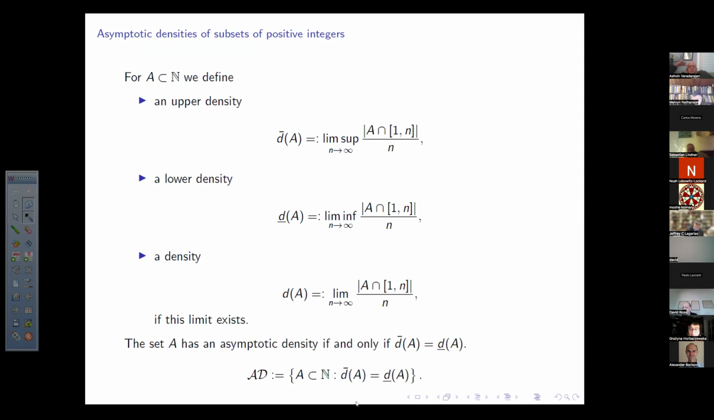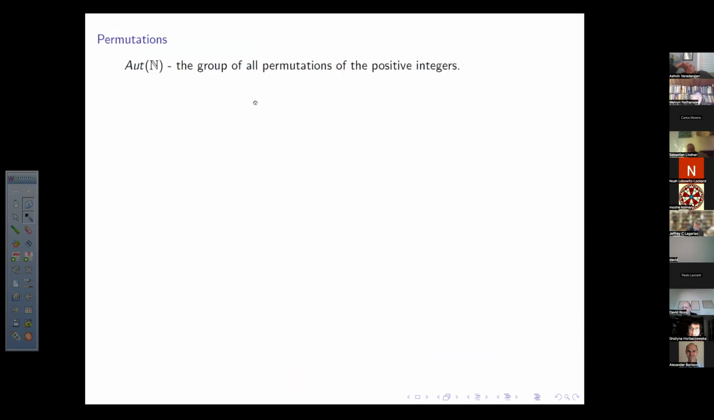Okay, now think about preserving density. We can understand this in various ways. So, okay, something is invisible, but I think it's not a problem. It's written permutations here. So we are going to denote like that the group of all permutations of the positive integers. And we start with the family of permutations which preserve the upper and lower density. And so the upper density of the set before permutation is equal to the upper density of this set after the permutation, and here we have the same with lower densities.